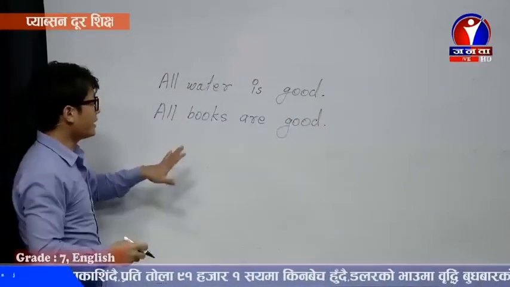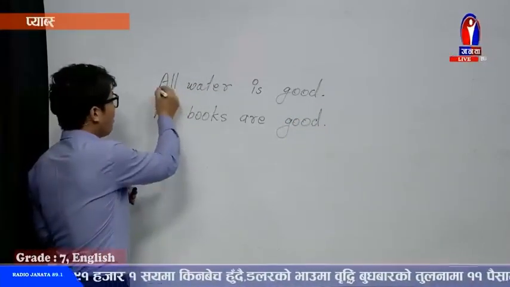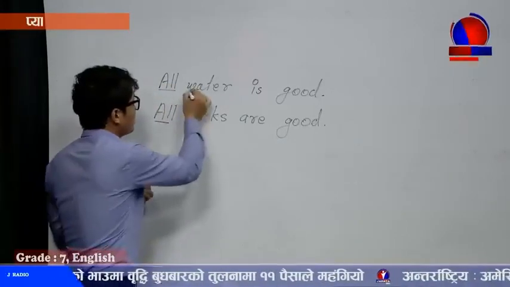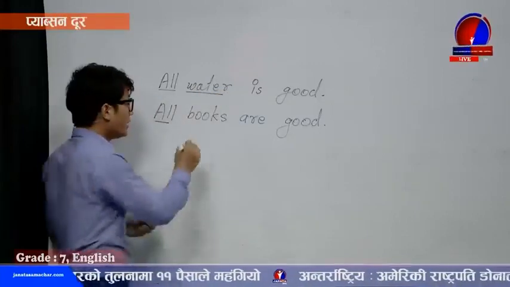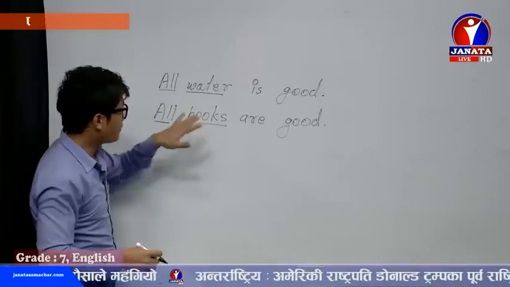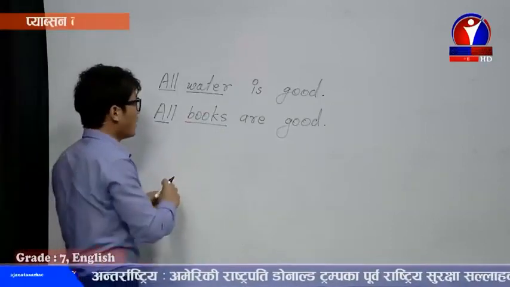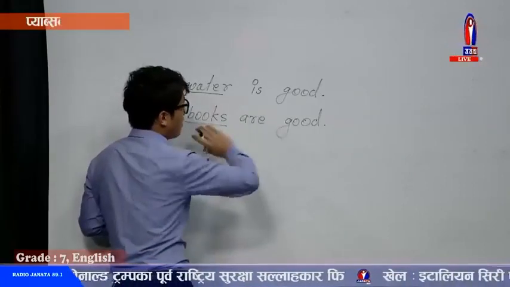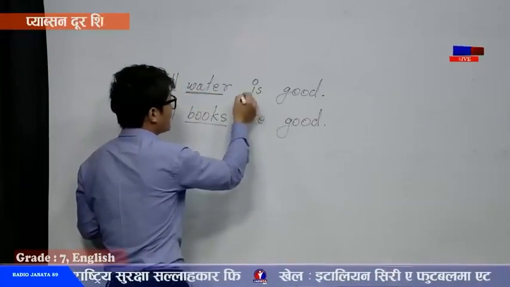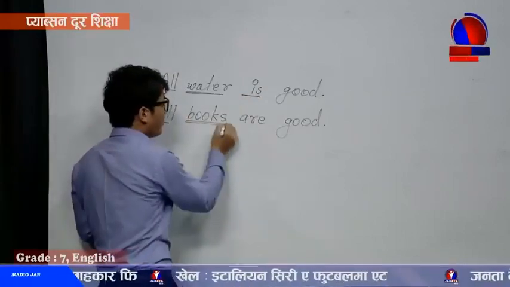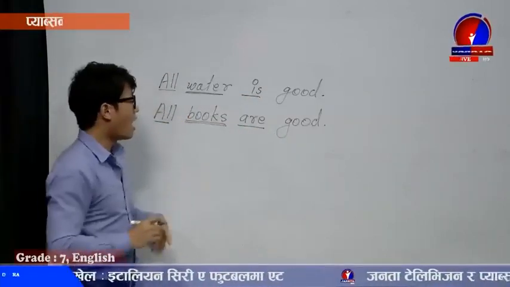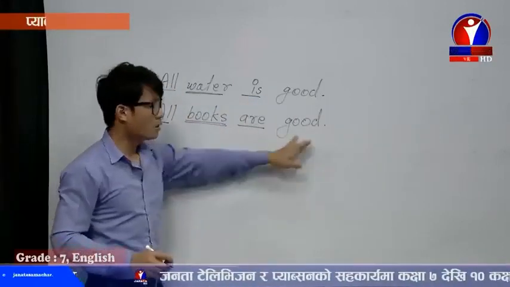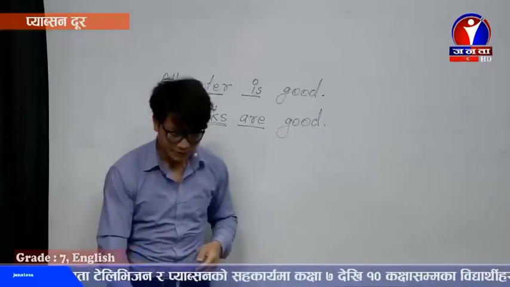So now you can see here, especially the quantifier. All same. But after this quantifier, here is water, which is an uncountable noun. Here is books. This is a plural countable noun. So that's why, according to this noun, we are using the verb. Like this is water, so here is it. Here are books, plural, and here is are. So all water is good. All books are good.